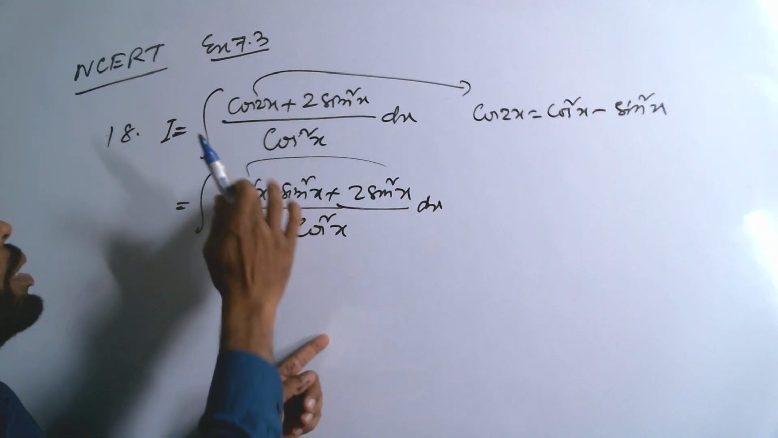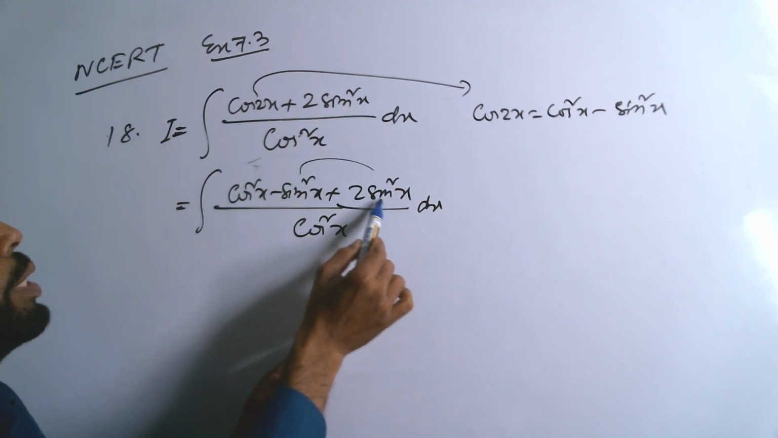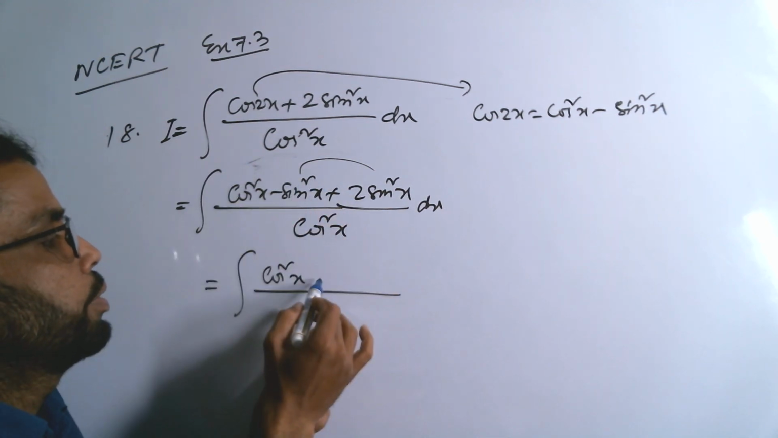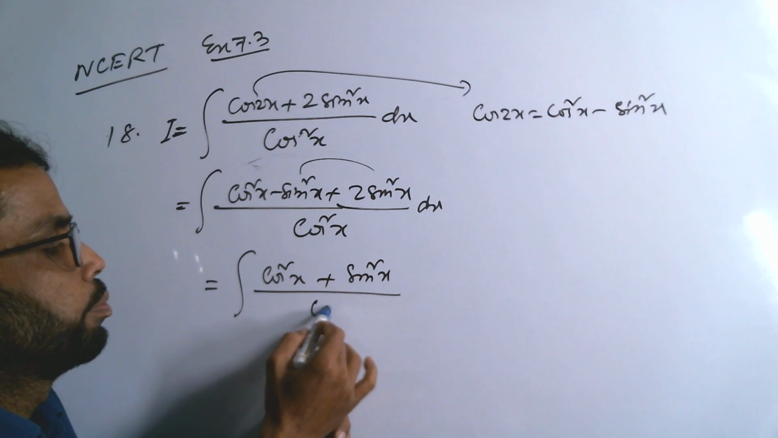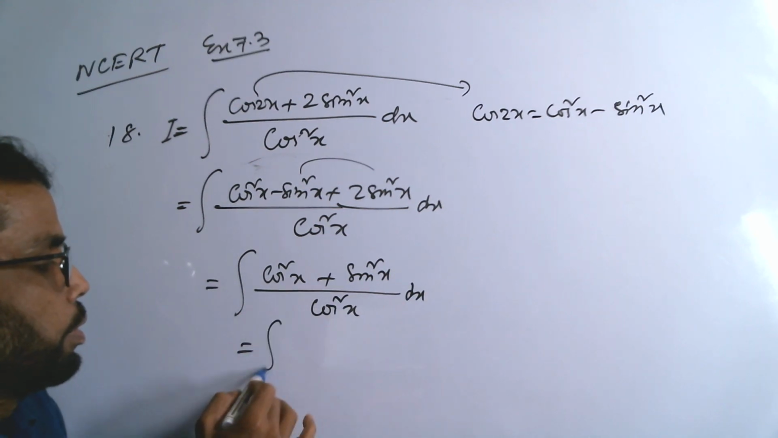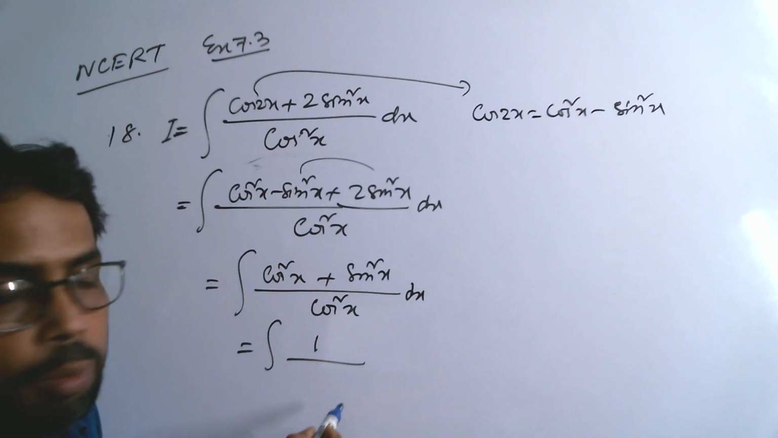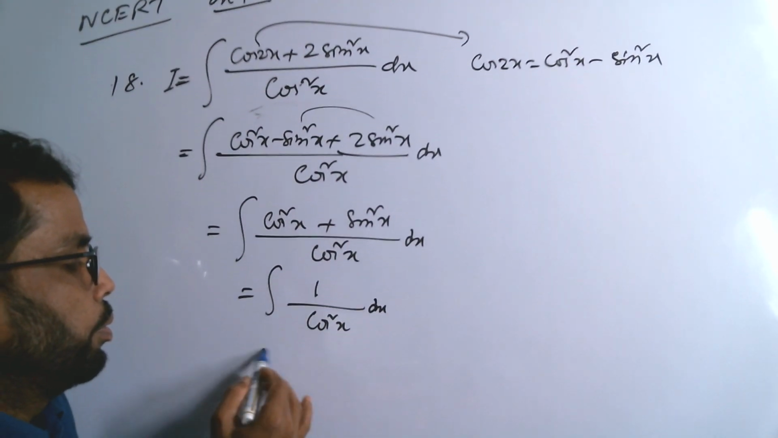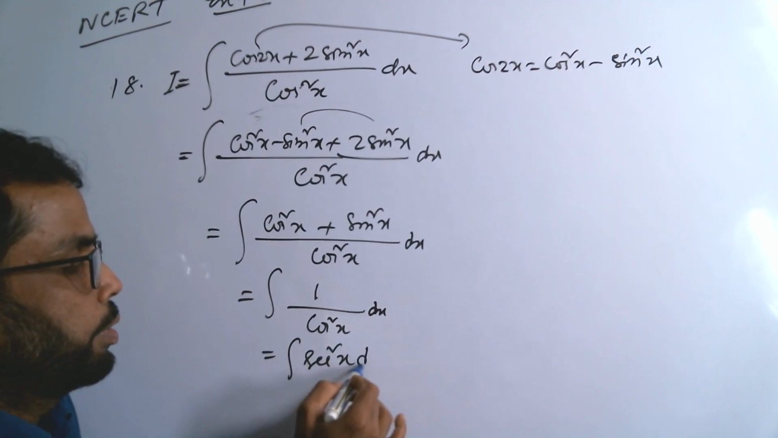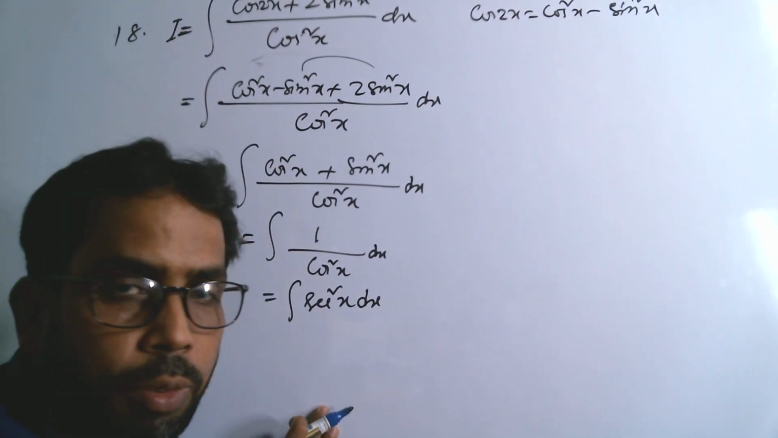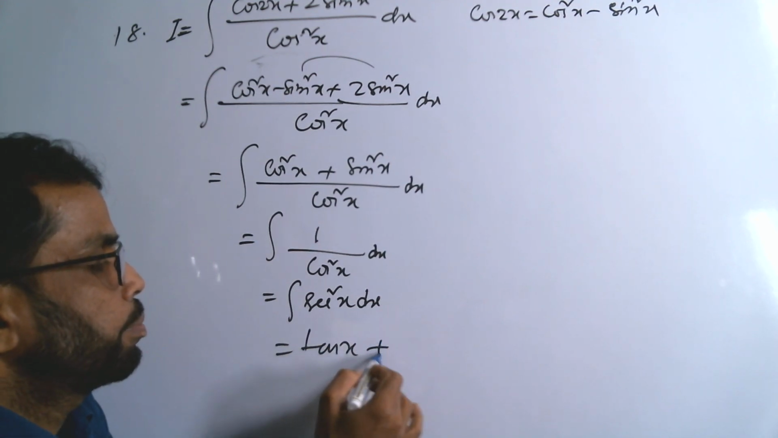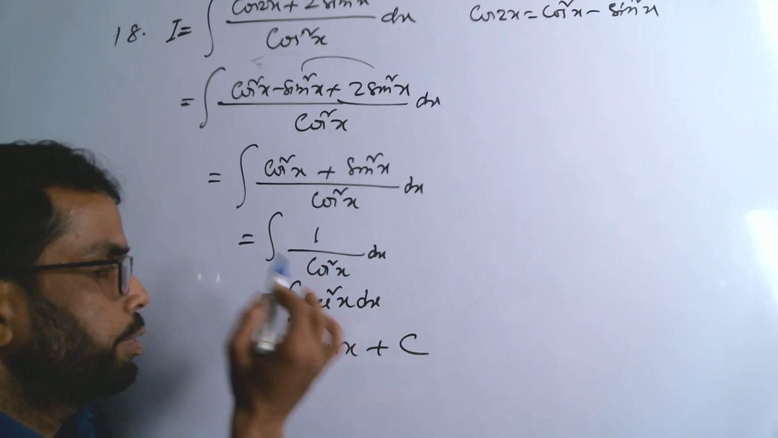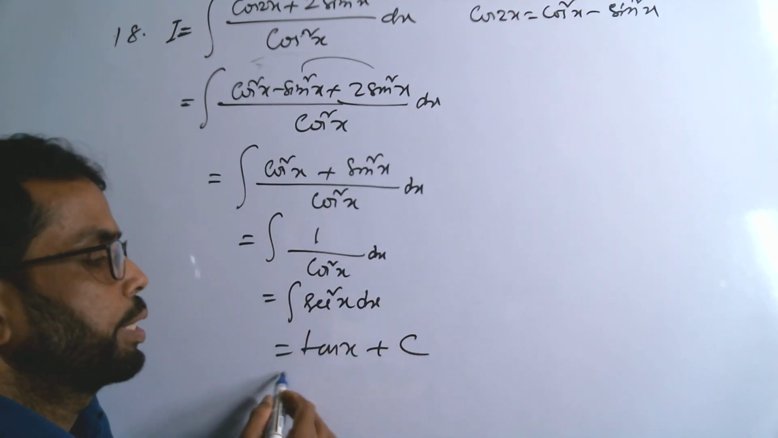Then these two combined: 2 sin²x minus sin²x, cos²x remaining same, 2 sin²x minus sin²x is 1 sin²x by cos²x. Now sin²x plus cos²x is 1, trigonometric identity, so it is 1 by cos²x. Then 1 by cos²x is sec²x, and integration of sec²x is the basic integration formula. It is tan x plus constant. You can see opposite also, reverse process of differentiation: d/dx of tan x is sec²x. So integration of sec²x is tan x. So it is correct.